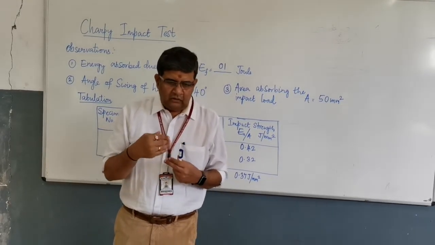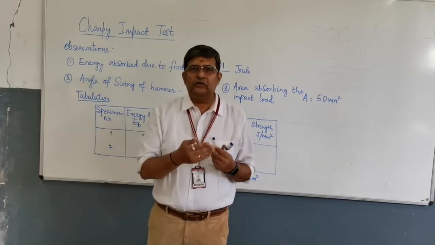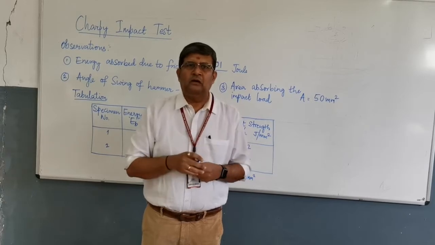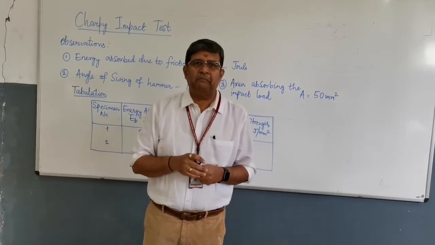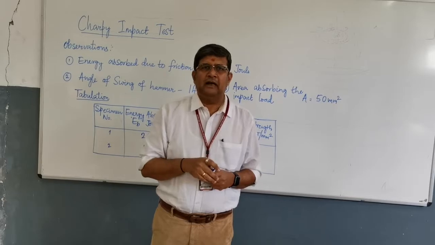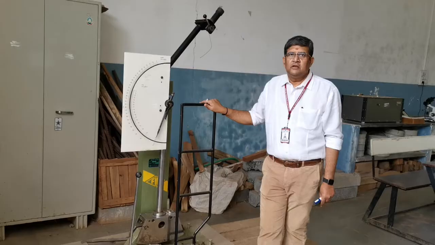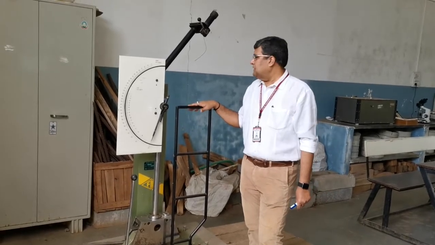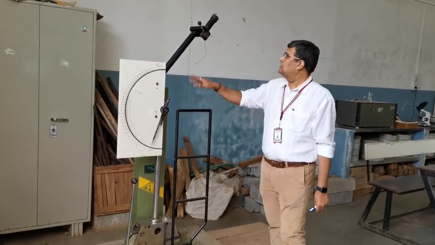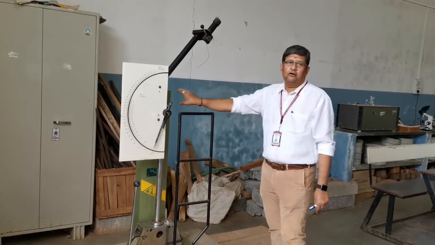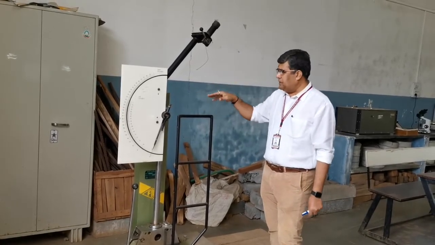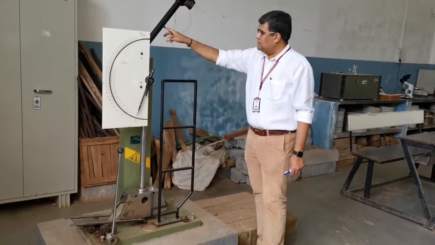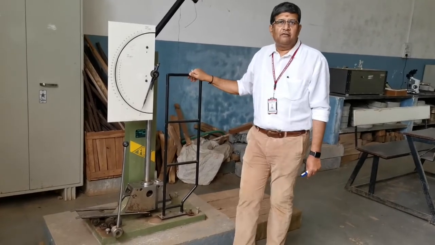Now you already know how exactly the Izod impact test is conducted. We will just demonstrate the procedure to conduct the Charpy impact test. This is the equipment on which impact tests are conducted, and you can see that the fixture has been removed. Earlier the fixture was here for the Izod impact test, which made the angle of swing 90 degrees. Now that has been removed and it has been mounted such that the total angle will now be 140 degrees.